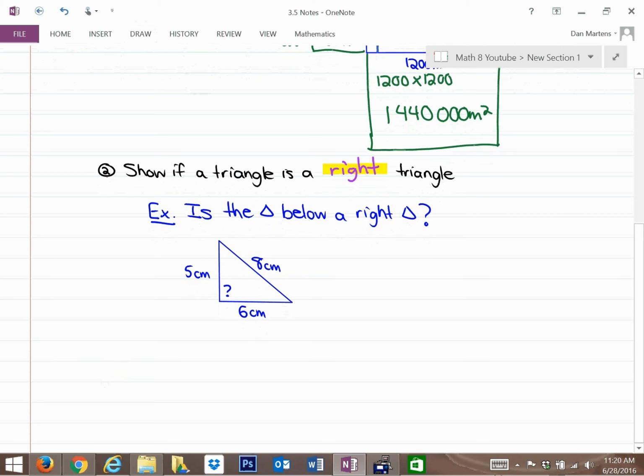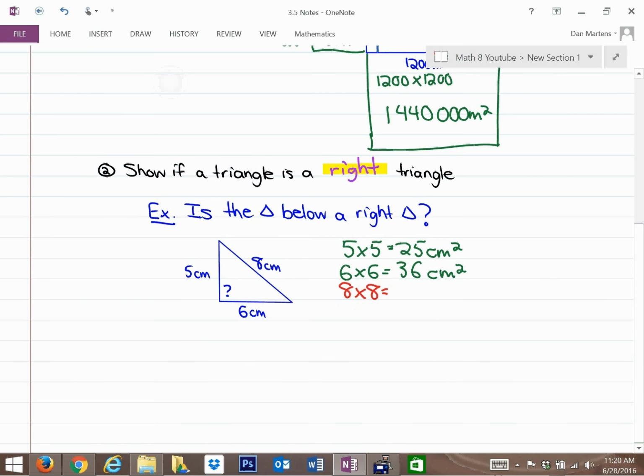If it is a right triangle, in this case I'm not going to draw the squares on the sides, but we know that a squared plus b squared equals c squared. So if I do 5 times 5, the a squared is 25 centimeters squared. If I do 6 times 6, the b squared is 36 centimeters squared. And if I do 8 times 8, that's the larger square, that is 64 centimeters squared.